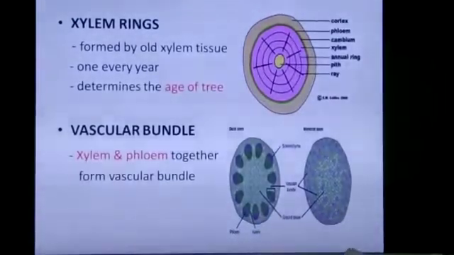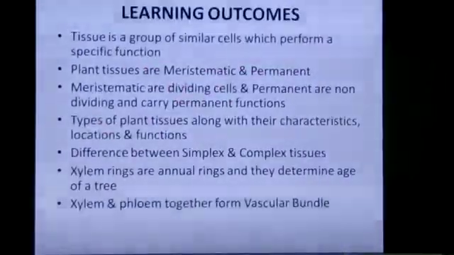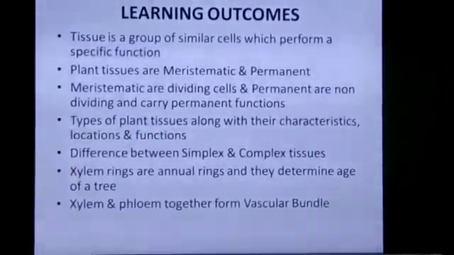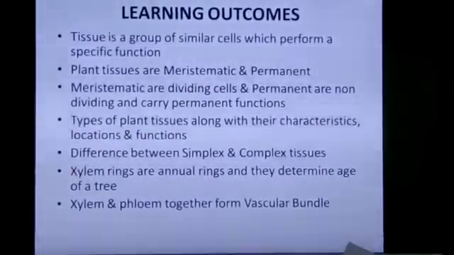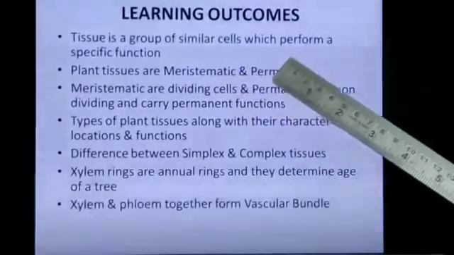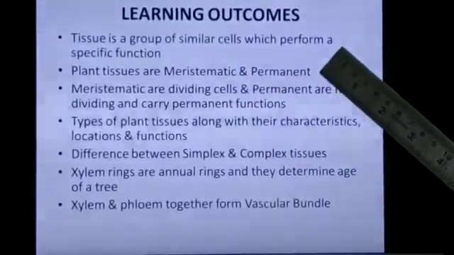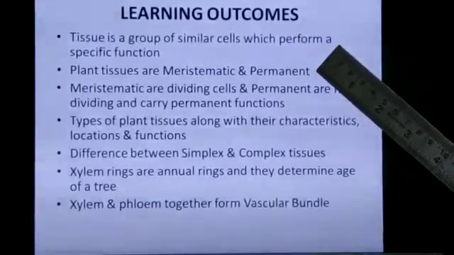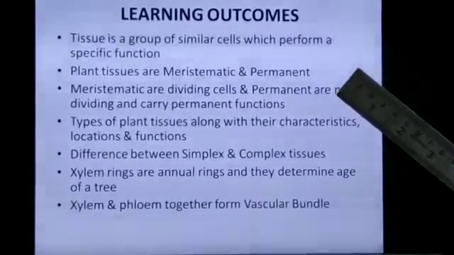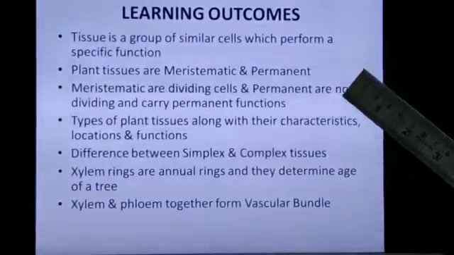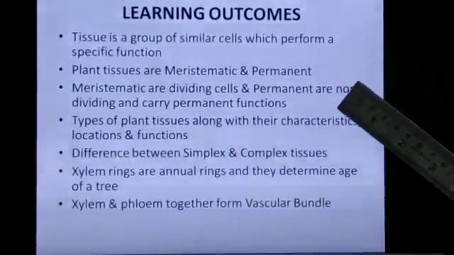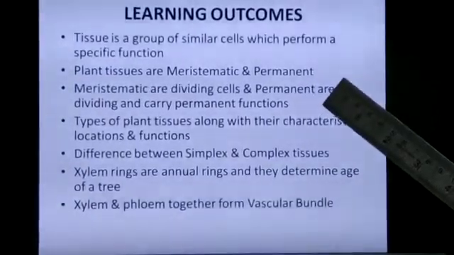With this, we complete today's video. Let's go through the learning outcomes. In this video, you learnt about tissue, a group of similar cells which perform a specific function. You also learnt about plant tissues, which are of two types, meristematic and permanent. Meristematic tissues consist of dividing cells. Permanent tissue consists of non-dividing cells and they carry out permanent functions.